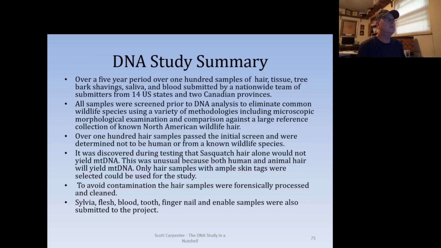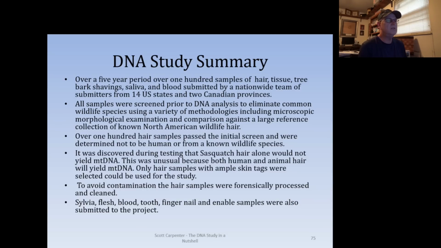It was discovered during testing that the Sasquatch hair alone would not yield mitochondrial DNA. This was unusual because both human and animal hair will yield mitochondrial DNA. Only hair samples with ample skin tags were selected to be used in the study, because those are the only ones that would amplify for mitochondrial DNA if they came from the Sasquatch. That tells you, when you see these TV shows and they get a hair sample but it's just a hair sample, it doesn't have a skin tag, and it won't amplify, it comes back as unknown or won't run. That's the Sasquatch sample in the TV show.